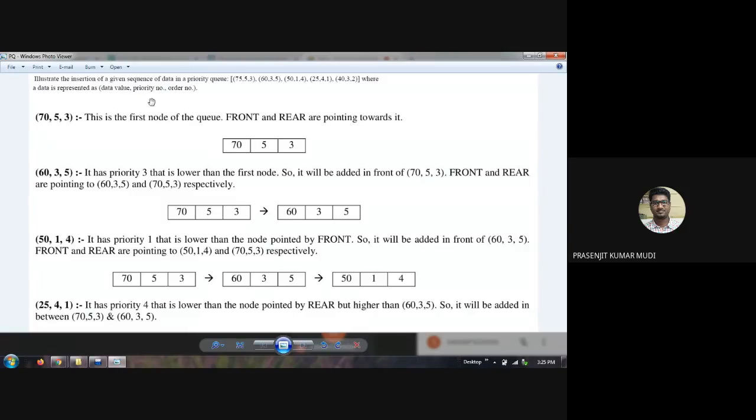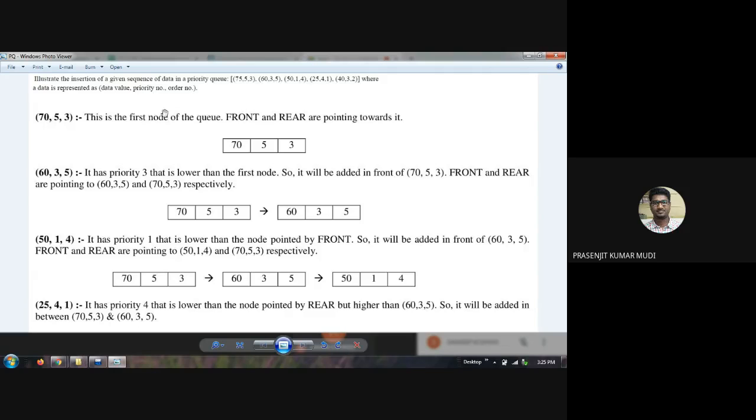Suppose a higher priority number means it should be processed earlier, and a lower priority number means it should be processed later. You can also use that convention, but this illustration uses the former convention.